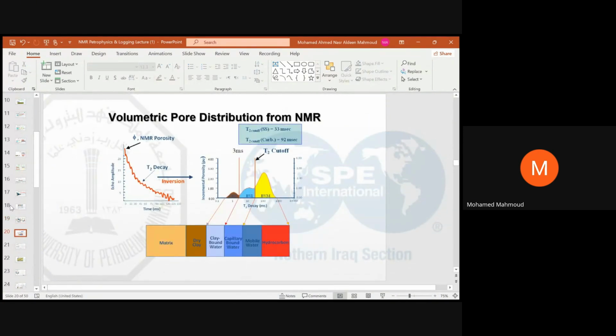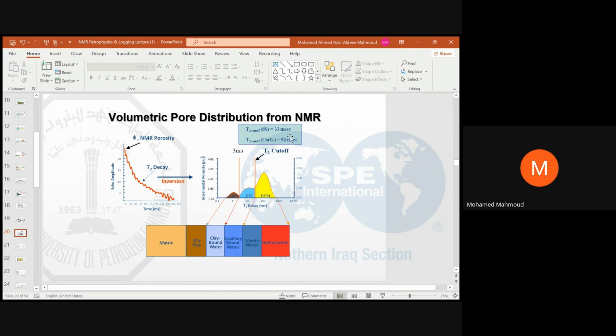So again, this is also what we can get from the NMR: the volumetric distribution of the fluid. This is the total signal, and then after we do inversion, for example, using the exponential fitting, from this we can also determine how much hydrocarbon, how much mobile water, how much capillary bound water, how much clay bound water, or even dry clay. All of these components we can get from the NMR by having what we call the T2 cutoff.